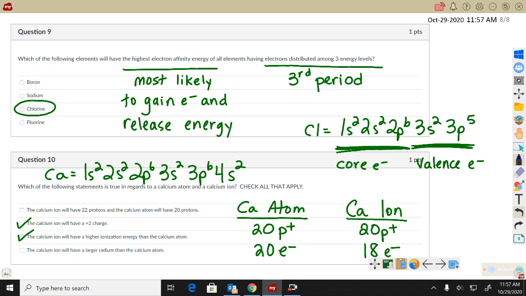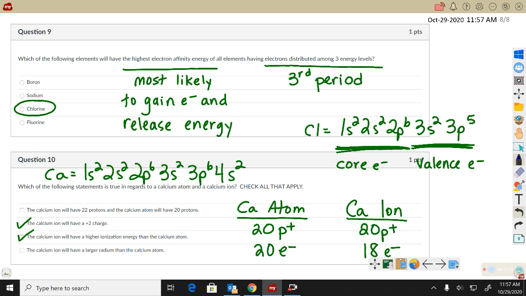And here's the end. Here's the last two. So number 9, which of the following elements will have the highest electron affinity energy, which means they're most likely to gain electrons. They really want to gain electrons and then lose energy. Of all elements with electrons distributed amongst 3 energy levels.